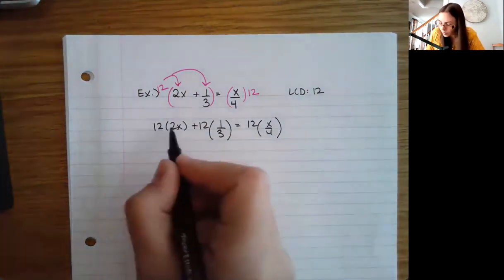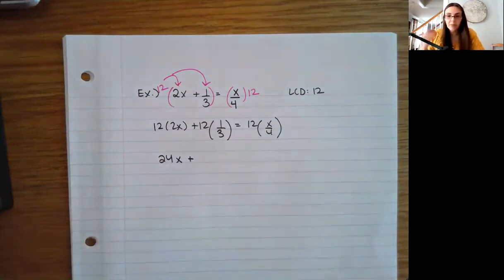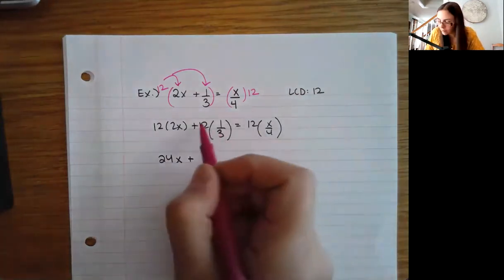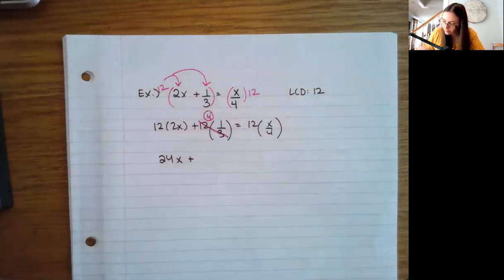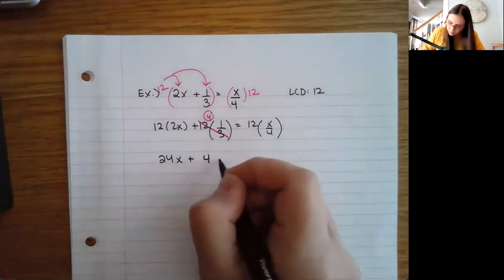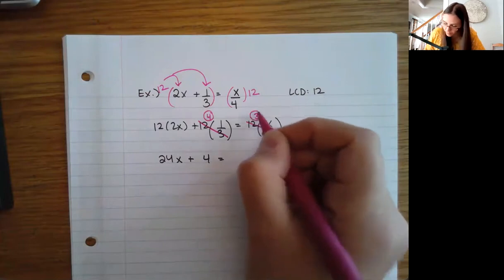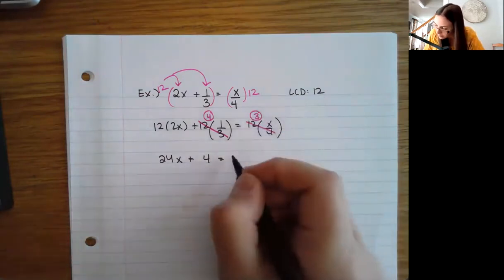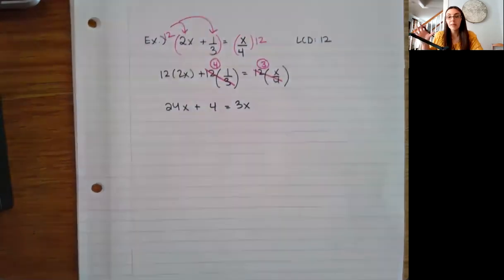Now, 12 times 2 is 24, so I have 24x. I'm going to simplify before I multiply. So 12 divided by 3 is 4, and then 4 times 1 is 4. 12 divided by 4 is 3, and then 3 times x is 3x. Again, I want to keep solving.